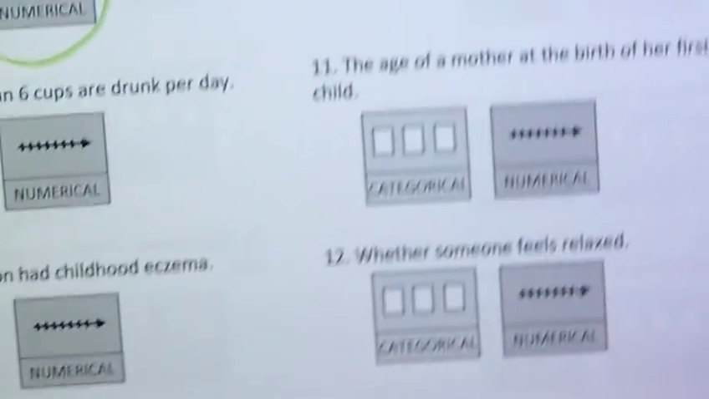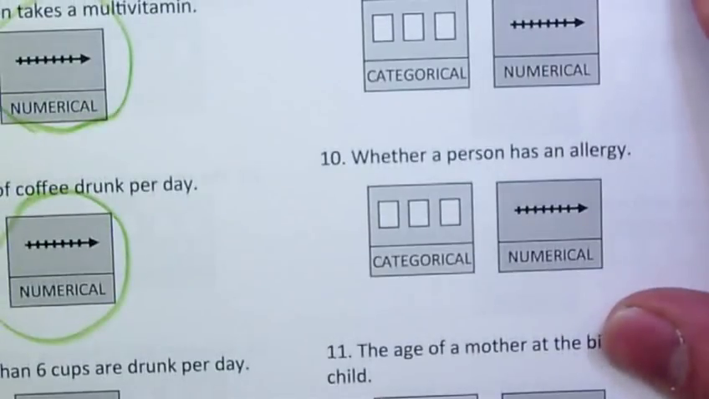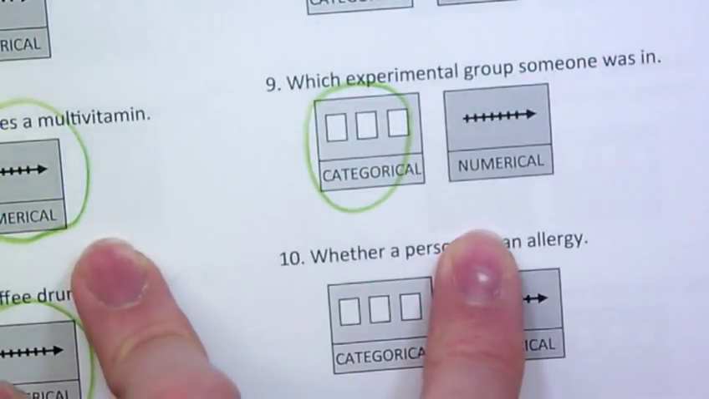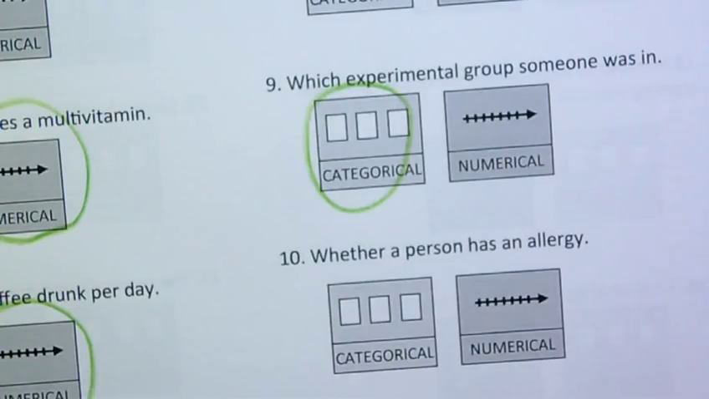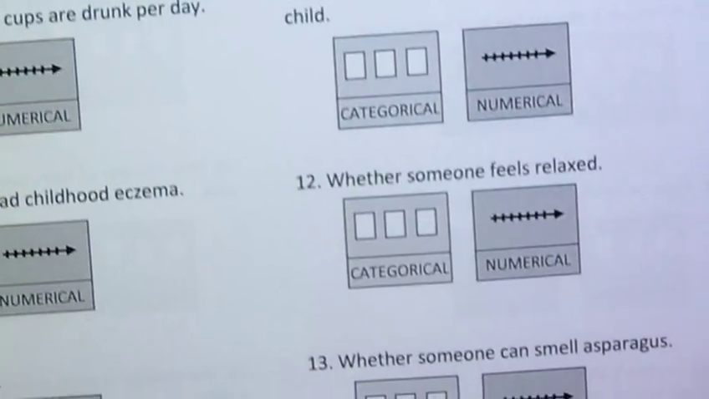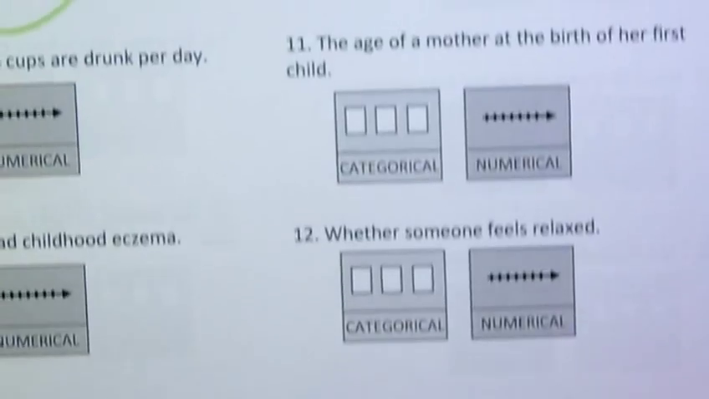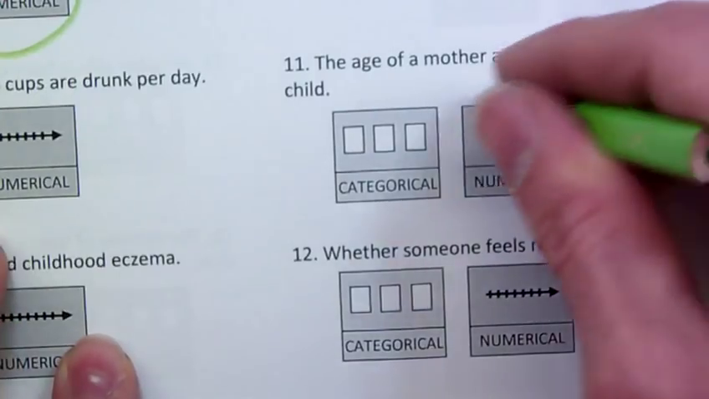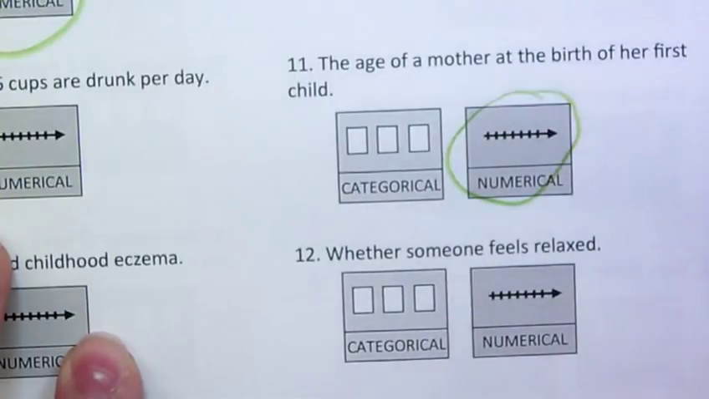Which experimental group someone was in? Yep, categorical. Never numerical which group they're in, because they're just labelled by, you know, group 1 and group 2. They're just names. All right. The age of a mother at the birth of her first child. Sounds numerical to me if you can. I mean, that information is generally recorded on someone's birth certificate and it's a proper number. Okay.